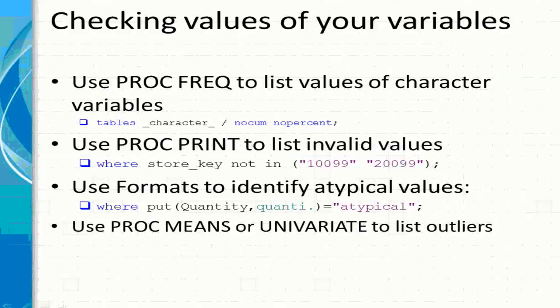Use PROC PRINT likewise to list invalid values. So if you've only got two scores from a PROC FREQ, test it via PROC PRINT. And the same thing for formats. If you've got typical values, use those to test. And last but not least, use PROC MEANS or UNIVARIATE to list and identify your outliers.